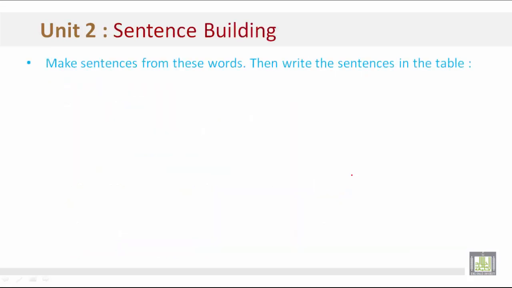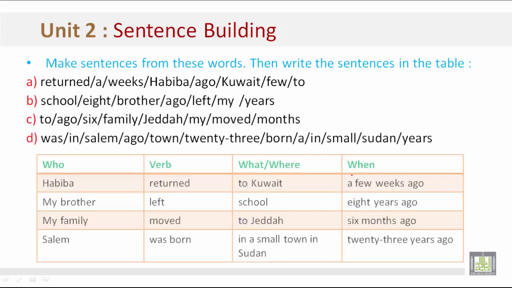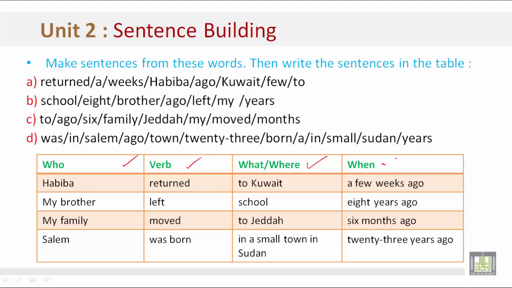Sentence building. Make sentences from these words. Then write the sentences in the table. We have A, B, C, D. And all of these go into the chart listed below. Remember, it begins with who, the verb, what and where, and when.